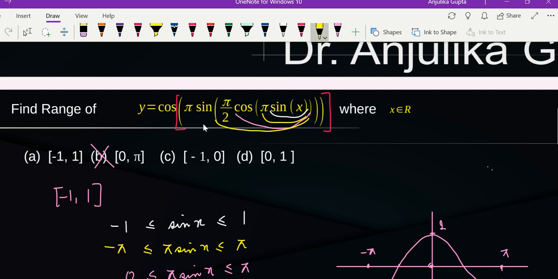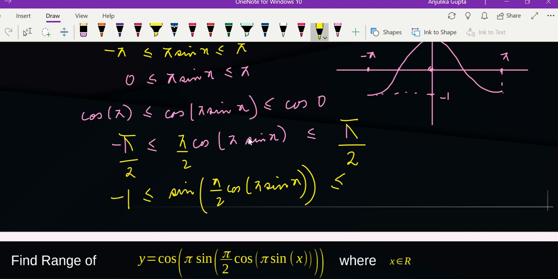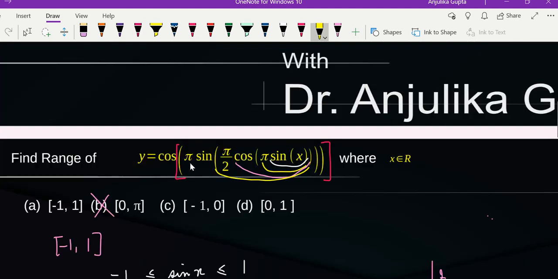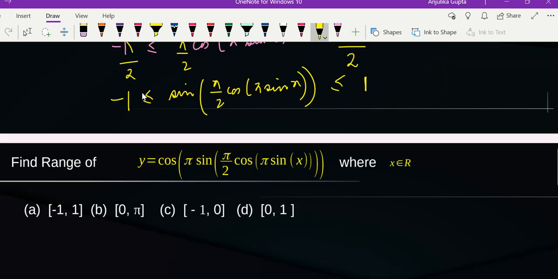Now again you have to take a sine. So let's take a sine on both sides. Too much to write, but let's do it. In -pi by 2 to pi by 2, sine is an increasing function, so you just take a sine on both sides and you get from -1 to 1. Again, what you want to do is multiply by a pi. What happens? Nothing much, right? It's again a positive number, you get this.